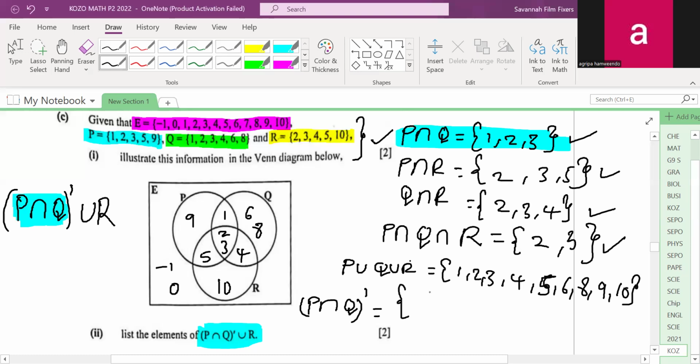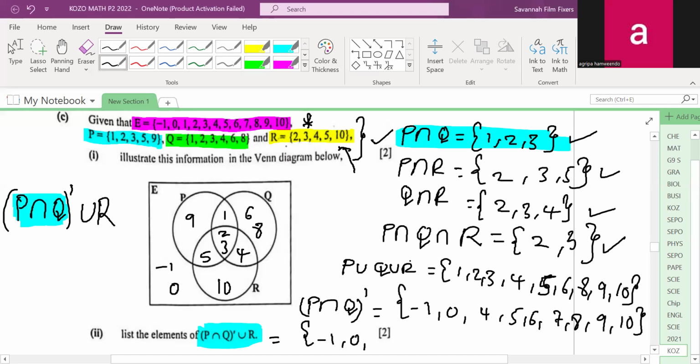Again, we just look at the universal set. Always look at the universal set. So it would be -1, 0, 4, 5, 6, 7, 8, 9, and 10, right? Then we're combining it with this set here, which is R. So this will be -1, 0, 2, 3, 4, 5, 6, 7, 8, 9, 10. And that's the answer.